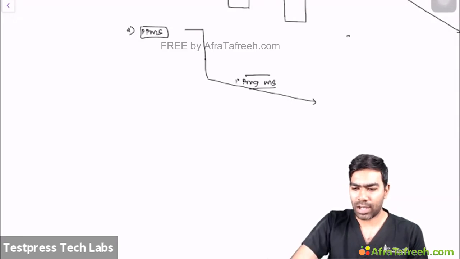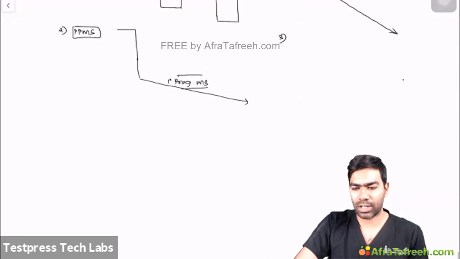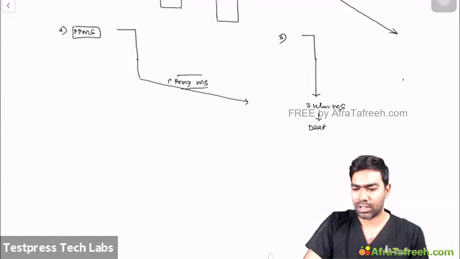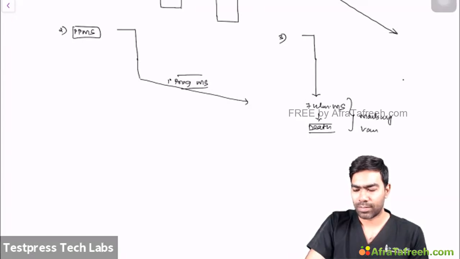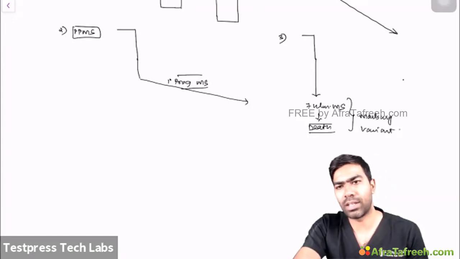Then you have some variants of MS. For example, you have a sudden fulminant attack, which will result in death, after the first attack itself. This is what we refer to as the Marburg variant. Basically, it's a very sudden and fulminant attack. It will usually result in death of the individual, and we generally call it the Marburg variant.